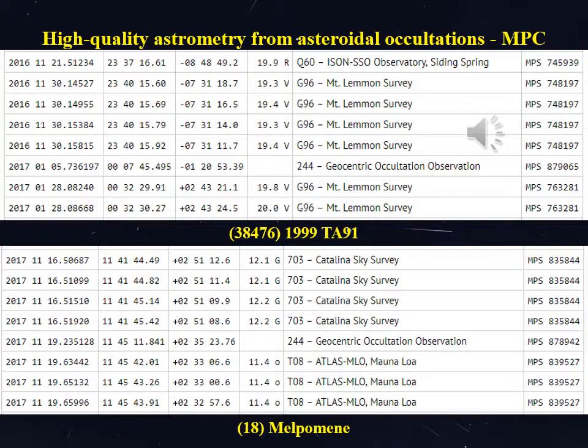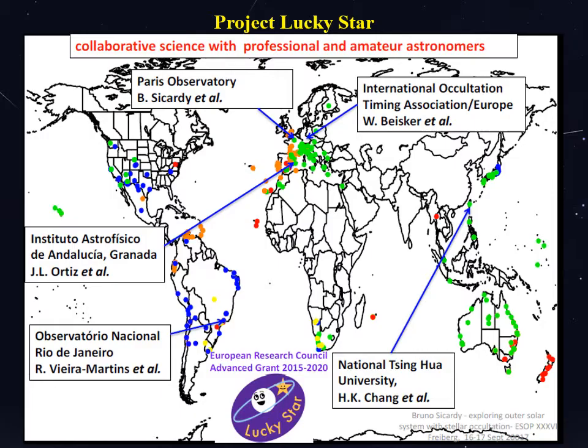You mentioned IOTA ES. There's a worldwide campaign with Professor Bruno Sicardi in Paris, who leads a pro-am range of projects to observe bodies in the outer solar system, with universities in Rio doing some great astrometry with their big telescopes, Granada, amateurs with Wolfgang Baishgear and my pals. There's a Project Lucky Star website.